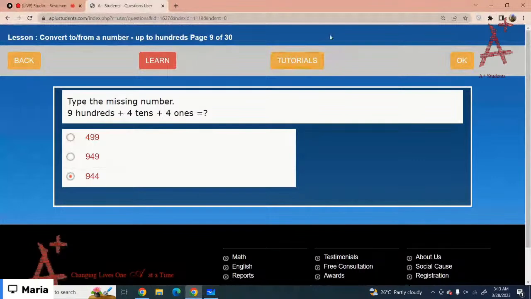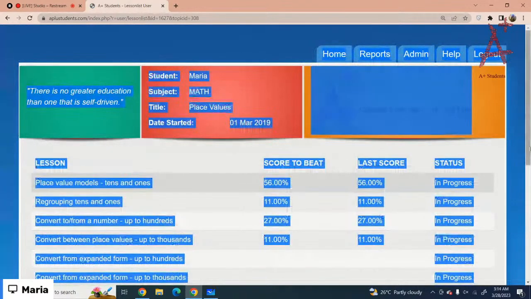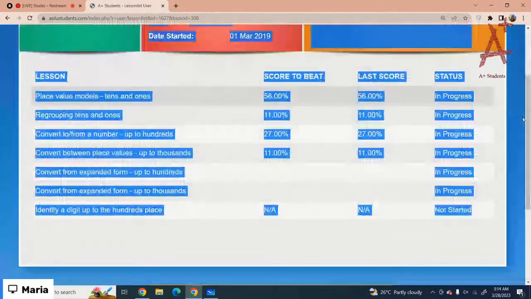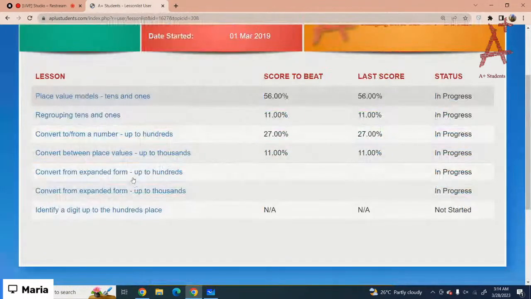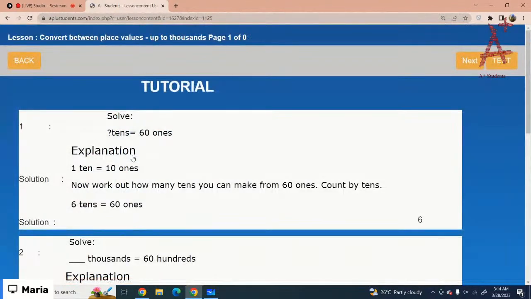Okay, you can complete the test by yourself later today. Let me just move on to the next lesson. Okay, the next one is convert between place values up to 1000. So let's just start with the next lesson.